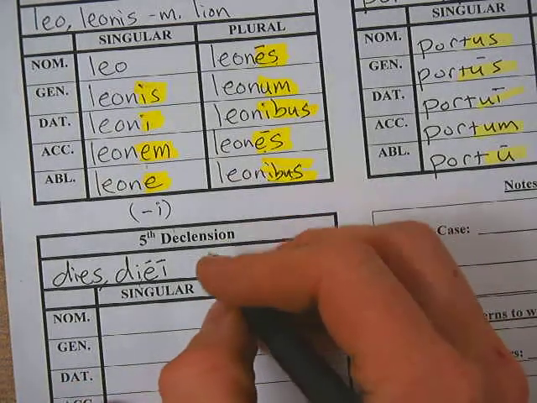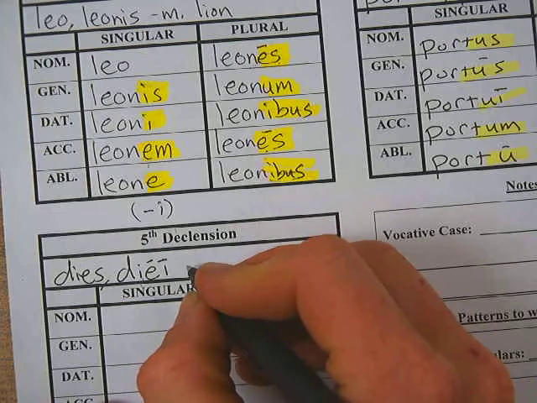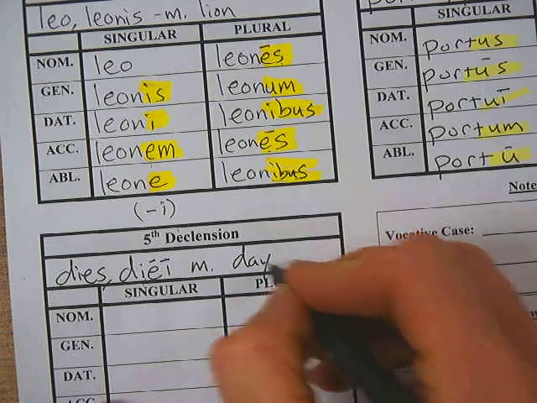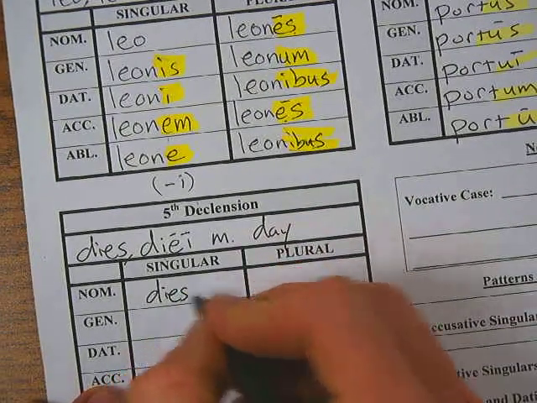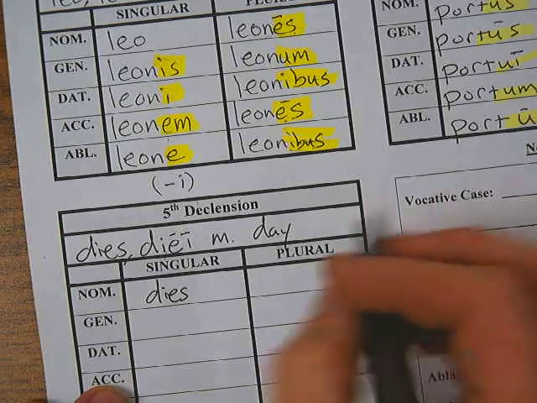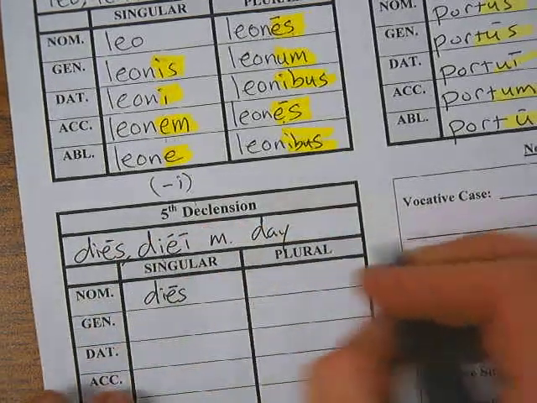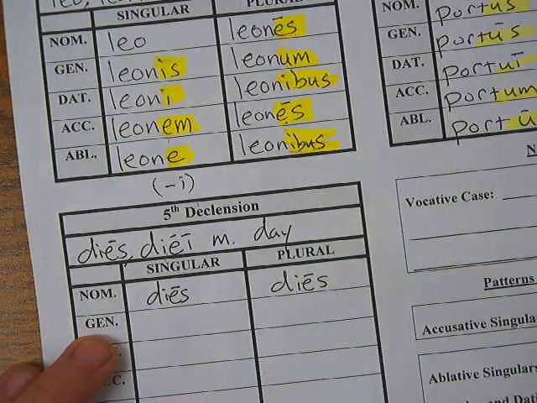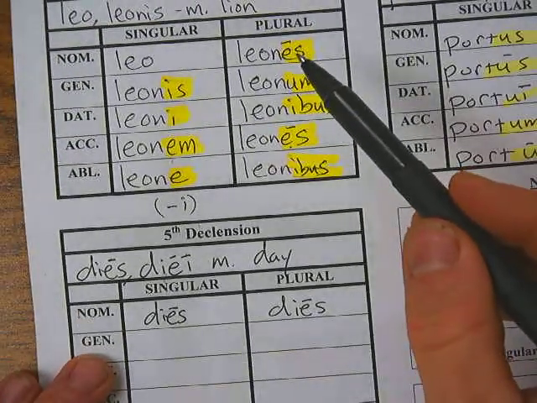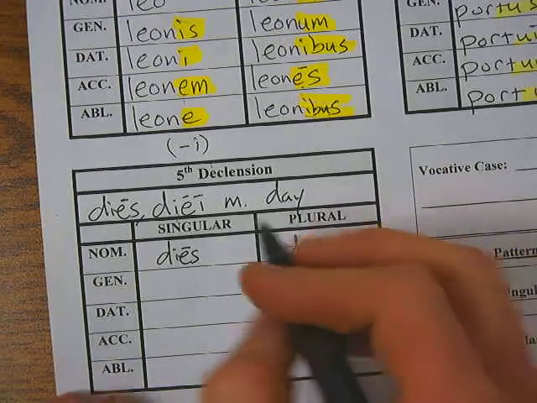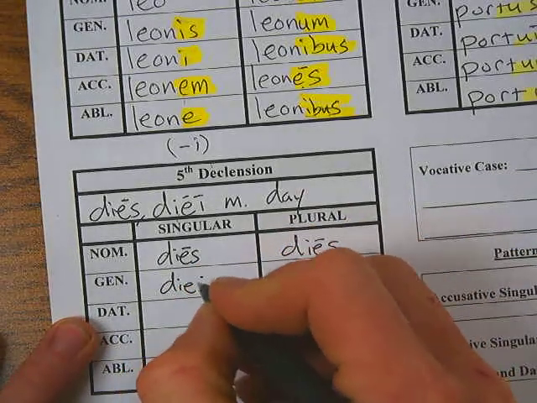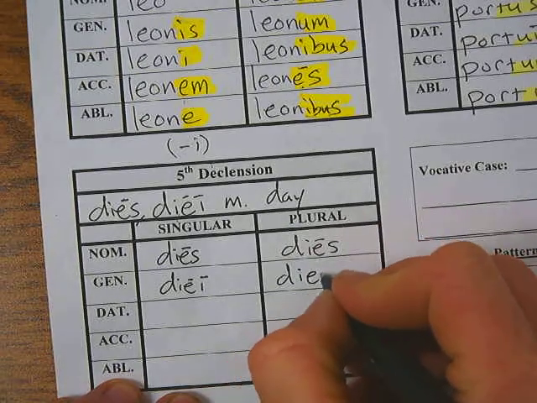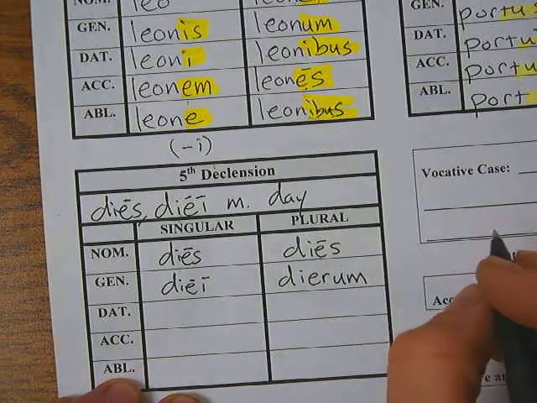So dies is masculine, and it means day, of course. The nominative is dies, and it's actually a long E there. And then the plural is exactly like the singular. It's also dies. They're the same. And hopefully you might notice that's the same as third declension too. So no difference. The genitive is diei, long. And then the genitive plural is dierum.